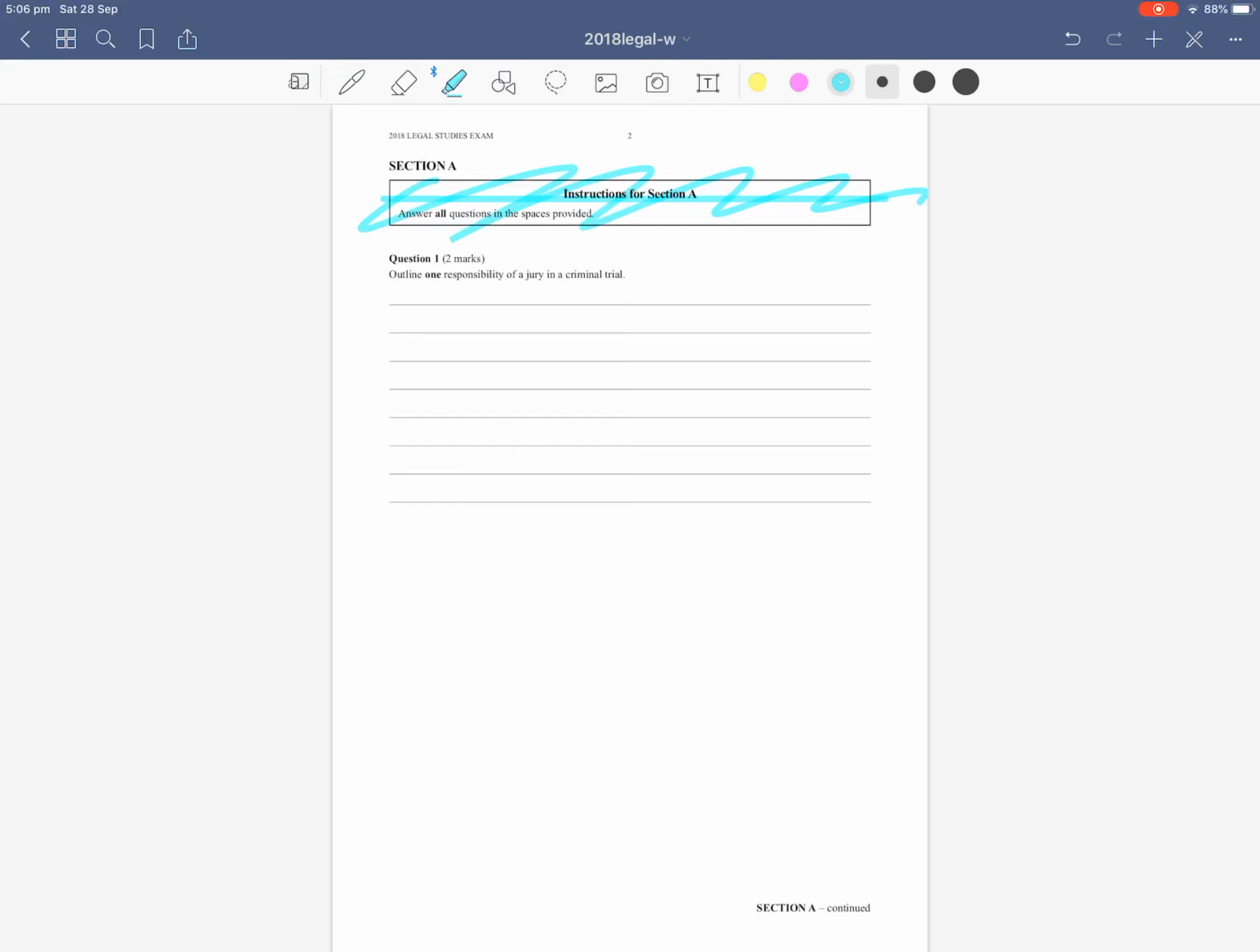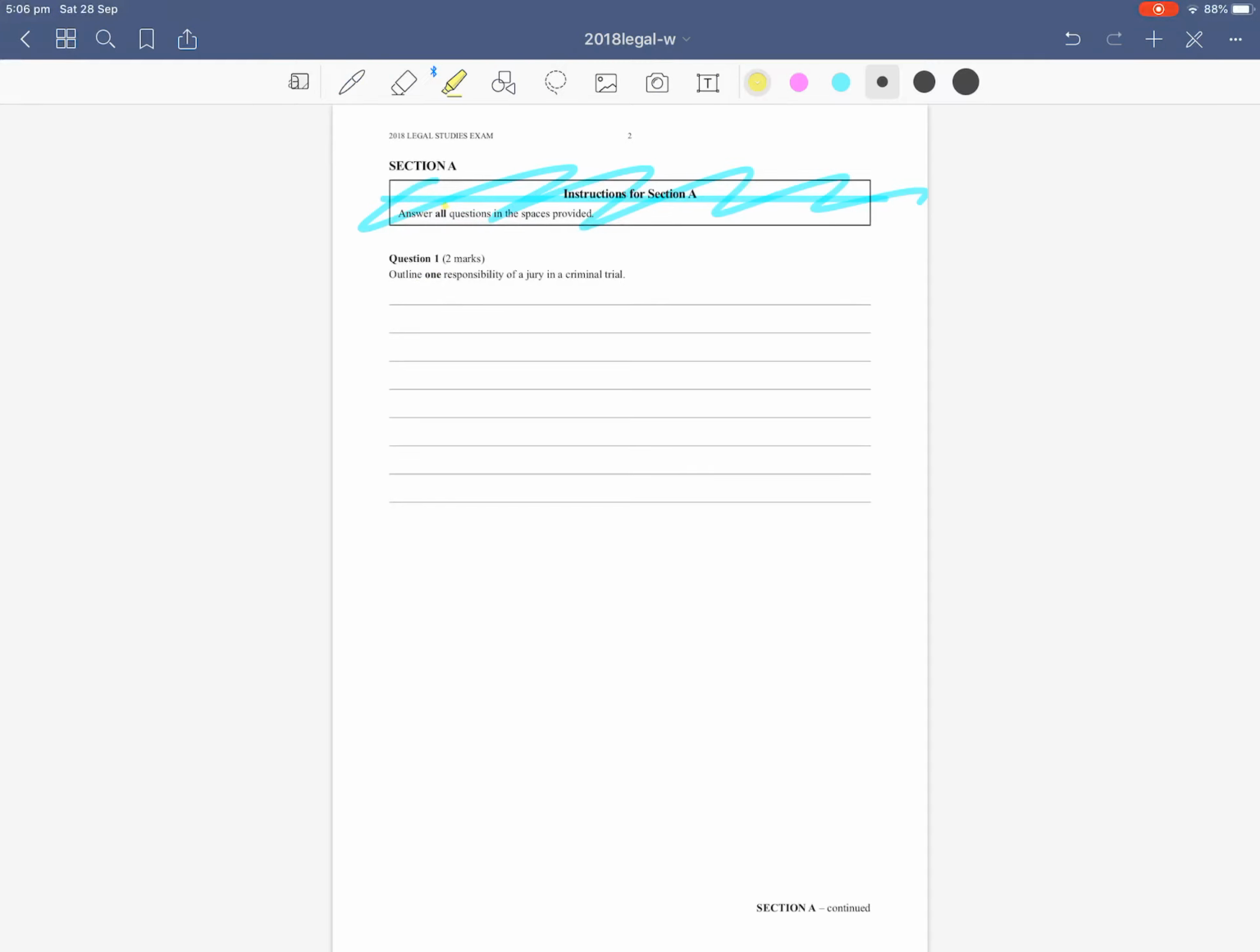Because what you're going to realize is there's a bit of a difference. Section B is a lot longer than Section A because all Section A says is answer all questions in the spaces provided. So it's not telling you to really link to anything. It's just saying answer them. For example, question 1, 2 marks. Outline one responsibility of a jury in a criminal trial.